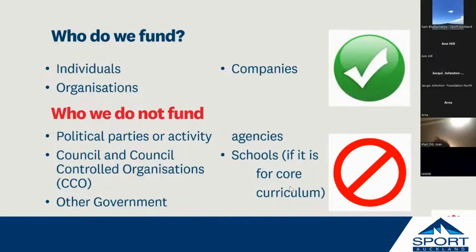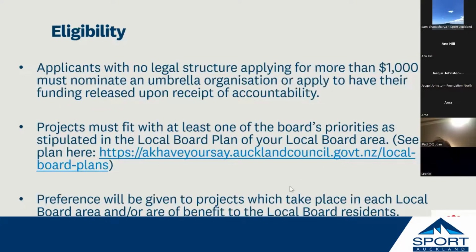Not-for-profit organisations usually can apply. Limited liability companies also can apply as well. So eligibility. Applicants with no legal structure, unfortunately, can only apply for up to $1,000 unless they nominate an umbrella organisation. An umbrella organisation is someone who takes financial responsibility for the individual or informal group. They will also be the ones who essentially apply for the application. However, you will do so on their behalf.